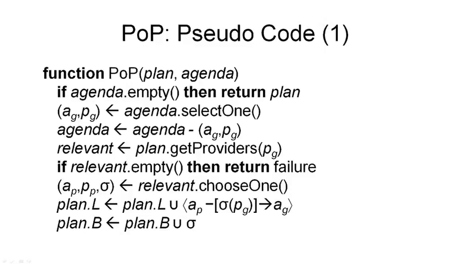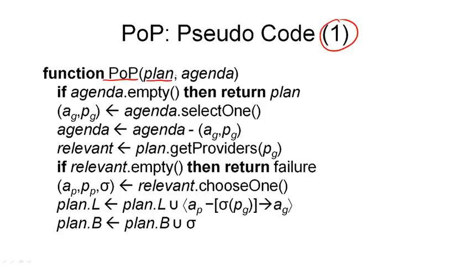Finally, we get to the pseudocode for our partial order planner. This is essentially the algorithm that is implemented by the PoP planning system. Unfortunately, the algorithm is a little more complex than the algorithms we've seen previously, so I had to distribute it over 2 slides. So this is the first part of the algorithm. And what we define here is a function PoP, which implements our partial order planner. And this function takes 2 arguments.